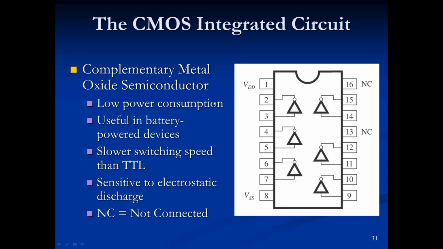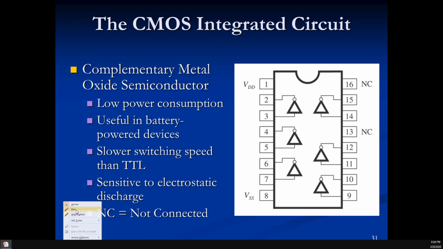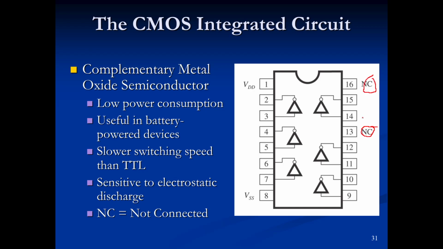This alternative type of semiconductor being used, as opposed to TTL, the CMOS technology has relatively lower power consumption. It's useful in battery-powered devices so that you don't drain the battery too much. It is slower switching than TTL, and it is sensitive to electrostatic discharge, but those are the trade-offs. And by the way, just FYI, when you see NC on these pins here, 13 and 16, that just means no connect. They're not connected to anything, as you can see here. Totally empty.